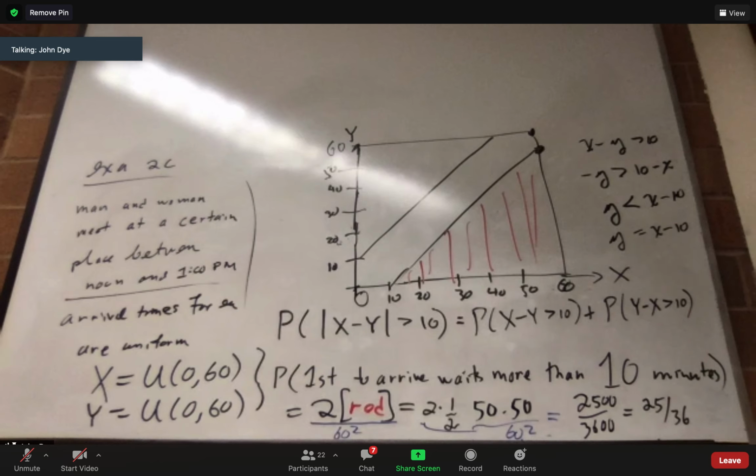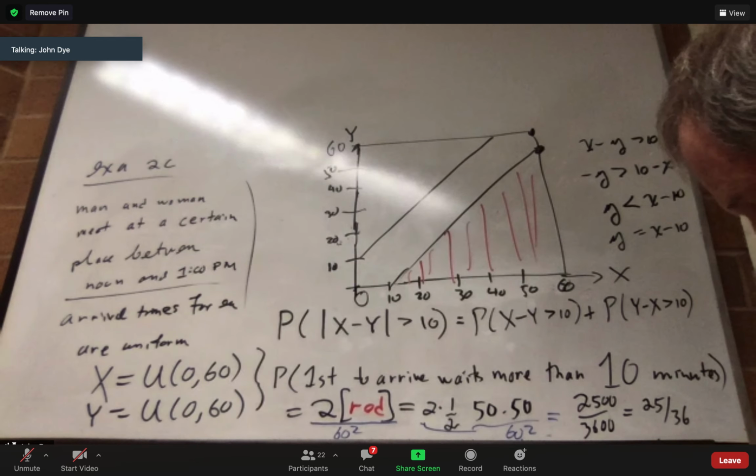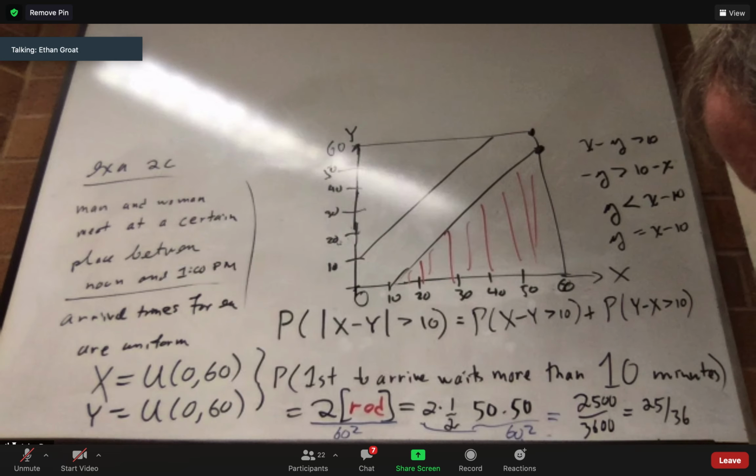Now you got me interested. Now I'm trying to wonder if I could have guessed the answer. What is 25 over 36 as a decimal? I don't know, but it's 5 squared over 6 squared. So it's around 70%. I feel like if it were 20 minutes, then it would be 4 squared over 6 squared. And 30 minutes would be 3 squared over 6 squared.